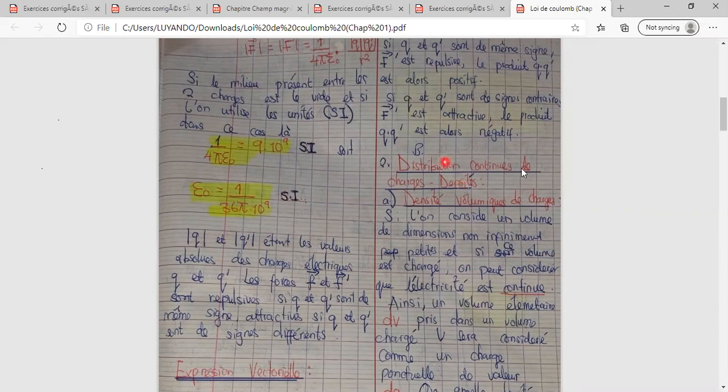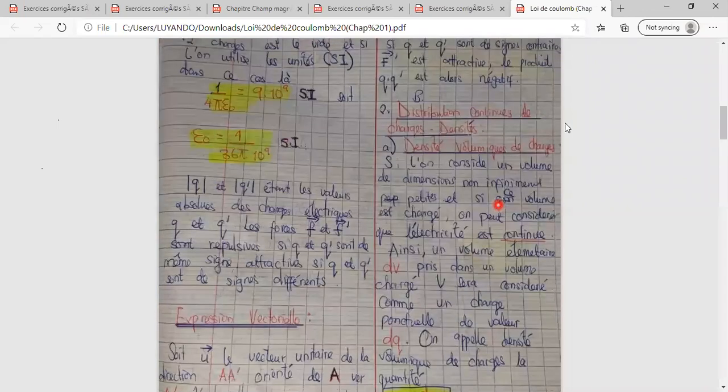So here we have distribution continue de charge. We have densité volumique de charge, which is volume charge density. We're trying to measure electric charge per unit volume. For surface, we measure per surface area, and for linear density, we measure along a certain length. So we have densité volumique de charge.